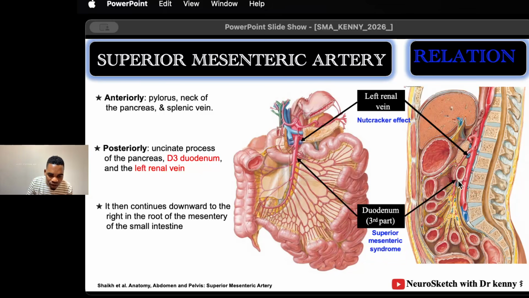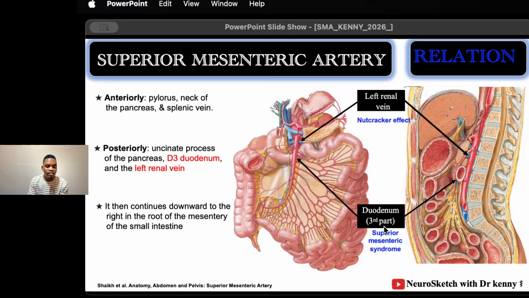What do we see here? We have a duodenum here. Which part of the duodenum? The transverse part, which is the third part of the duodenum, and it passes just behind the SMA, between the SMA and the abdominal aorta.